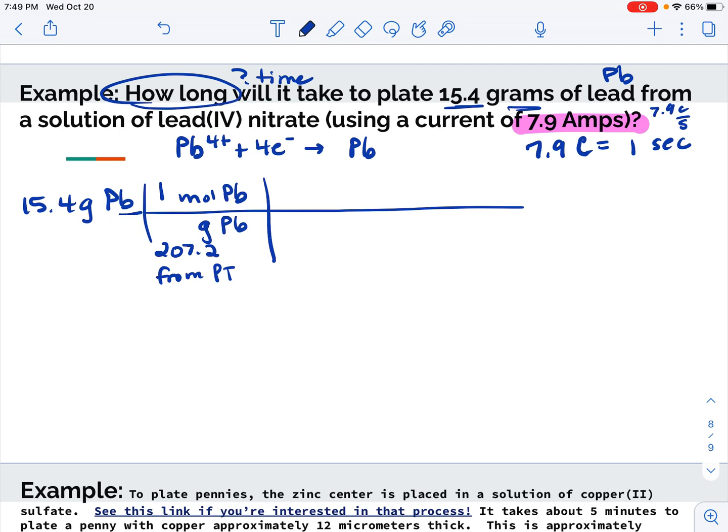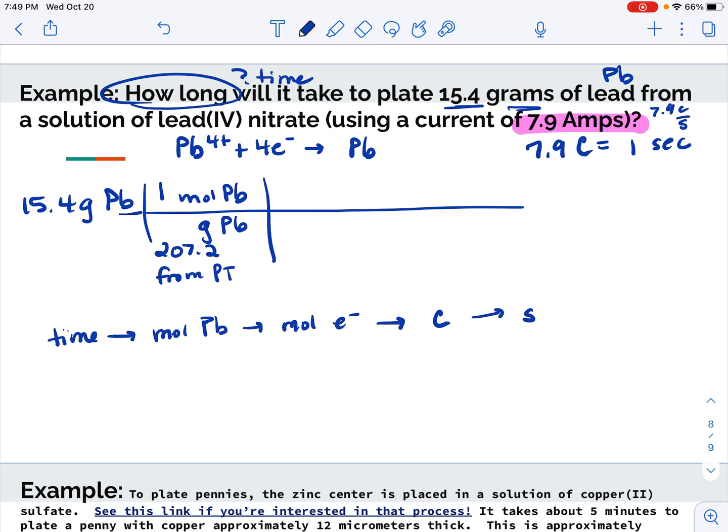And I'm trying to get myself to time, so I'm going to have to go from lead to moles of electrons, and moles of electrons to coulombs, and coulombs to seconds. So you want to picture that this is your process. We're going to go from time to moles of substance, in this case lead, to moles of electrons, to coulombs, and then finally from coulombs to seconds. Okay, so this is our process.